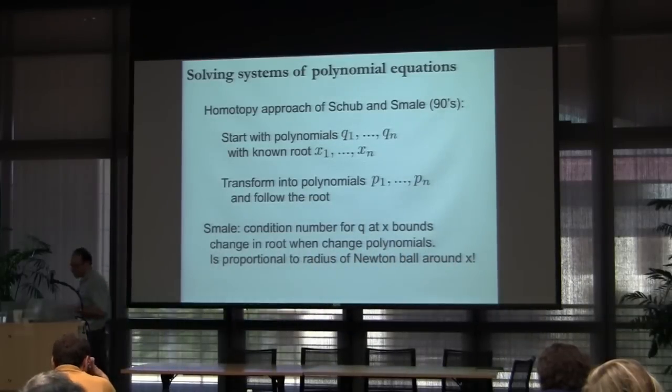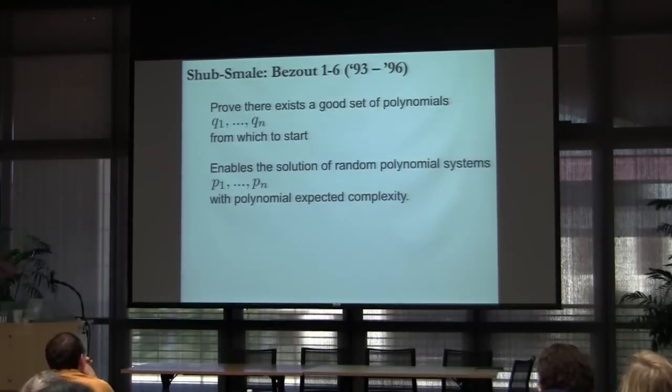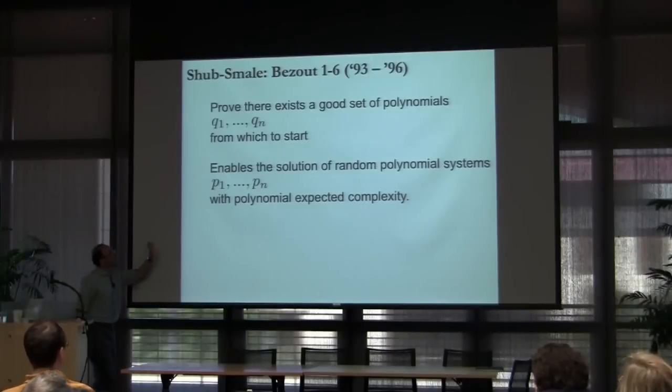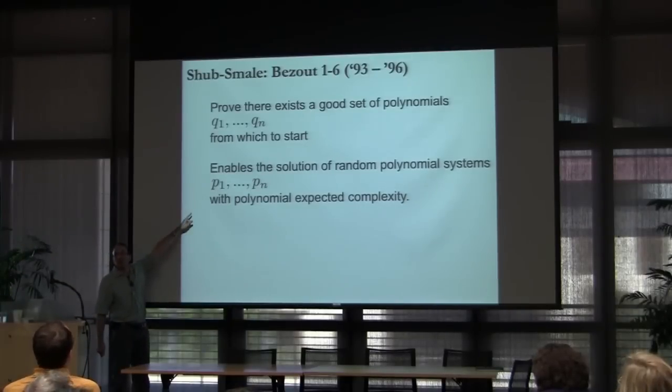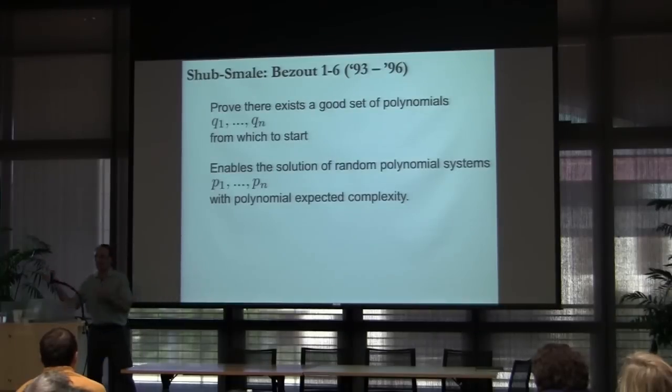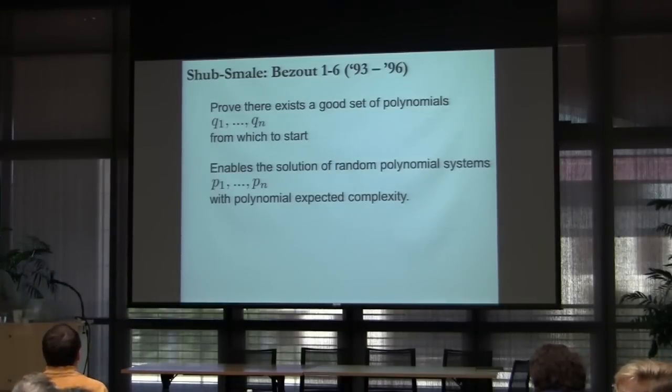That said, Shub and Smale wrote a lot of papers on this. They got somewhere, but not that far. So they actually eventually proved that there does exist a good starting set of polynomials, q1 through qn. They didn't know what it was, but they proved it exists. And they proved that this enables the solution, at least of random polynomial systems with expected polynomial complexity. So they proved we could solve random systems of polynomial equations from this start.